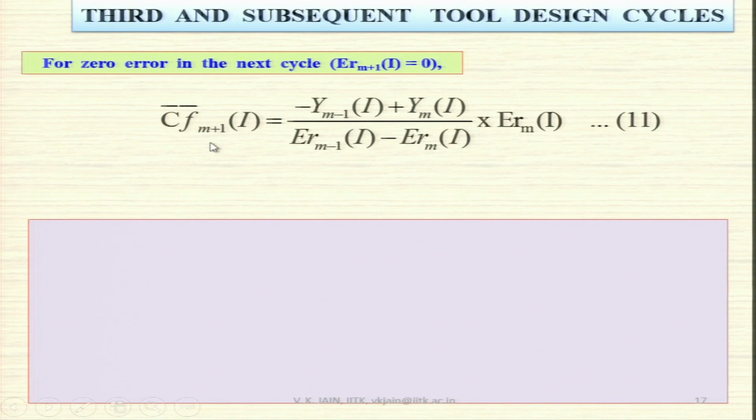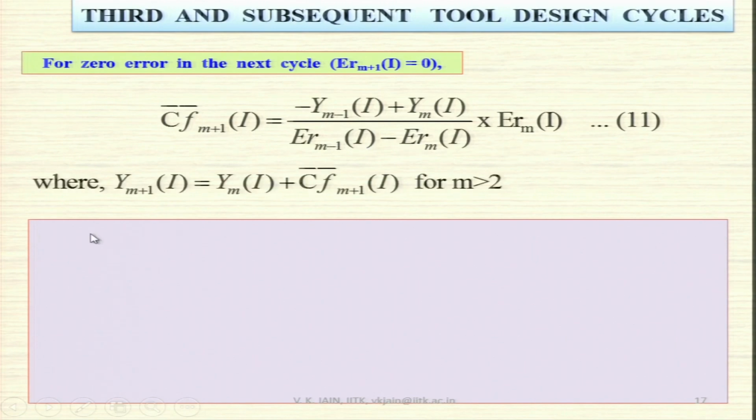This error we assume theoretically to be 0. So, CF for the M plus 1 cycle equals (y_M-1,i plus y_M,i) over (ER_M-1,i minus ER_M,i) into ER_M, where y_M+1,i is equal to y_M,i plus CF_M+1,i.